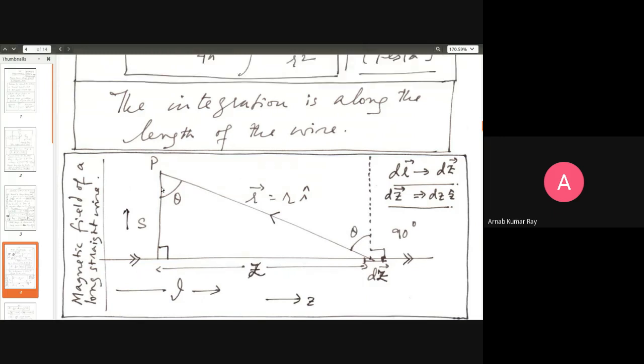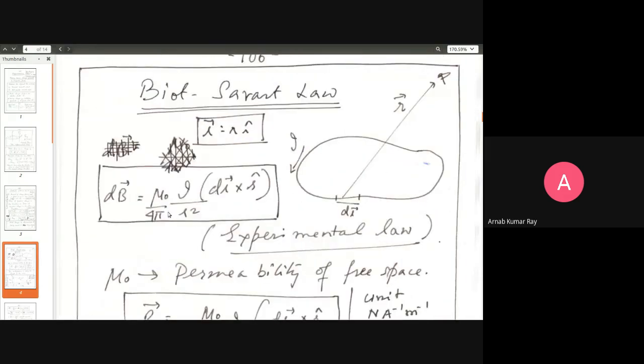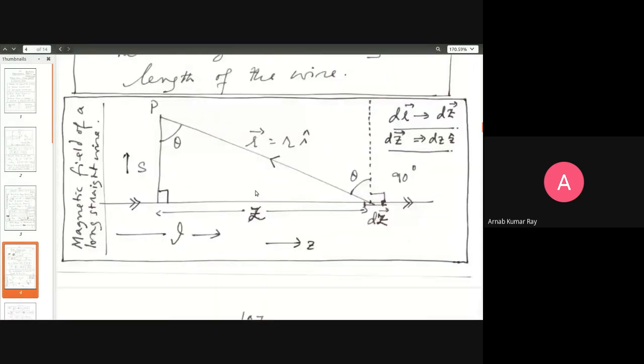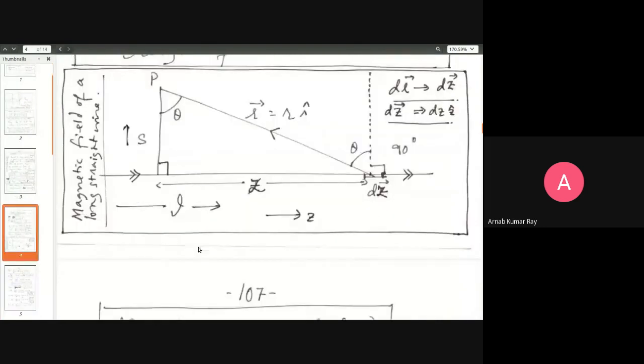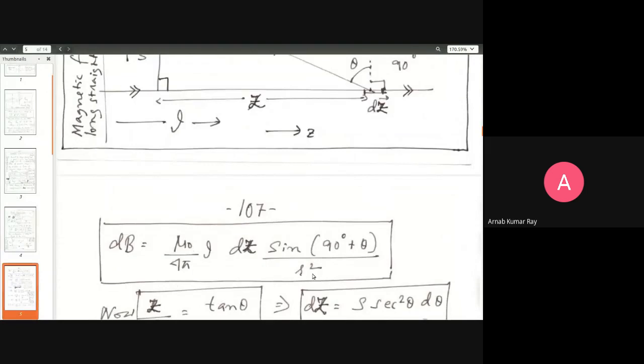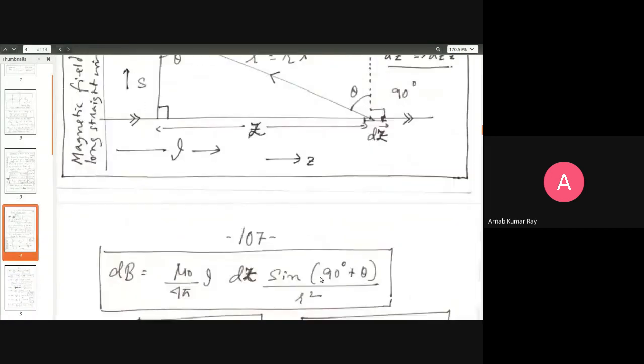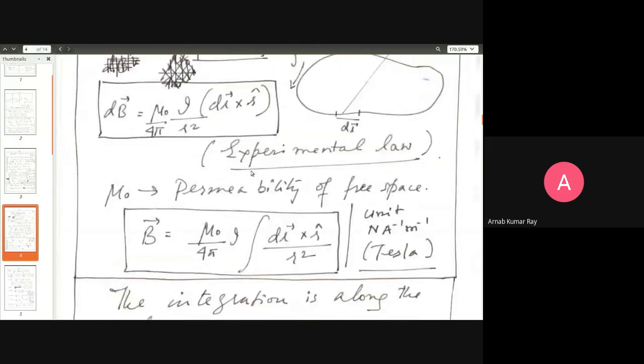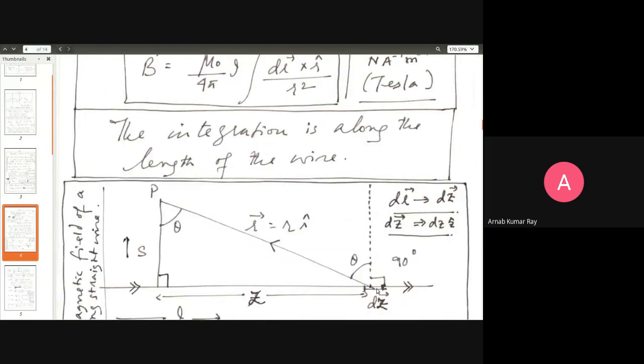Now we shall apply the Biot-Savart law over here at the point P. What is it? Mu naught I by 4 pi r squared, dl cross r cap. We are now just looking at the magnitude part of it, but the vector part will also be very important. Now, you have got dl cross r cap. What is dl? dl is dz. r cap is this unit vector along this radial direction, along this displacement, the hypotenuse.